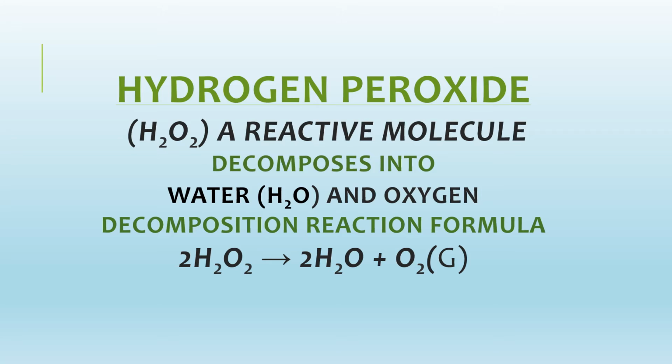So let's talk about hydrogen peroxide. Hydrogen peroxide, which goes by the formula H2O2, is a reactive molecule which will decompose into water and oxygen, and the formula for that is shown below: 2H2O2 → 2H2O + O2.